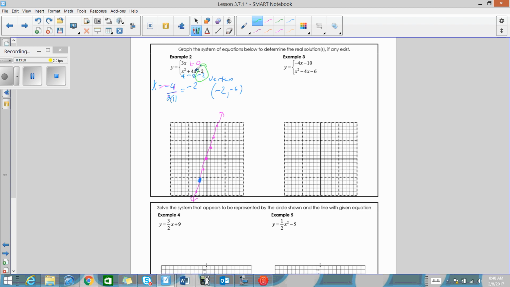Another solution is going to come when we do our y-intercept. We're going to realize that our y-intercept here is 0, -2. So our graph is going to come out here. We're going to touch one more time somewhere over here. So we're going to have to figure out what that point is.